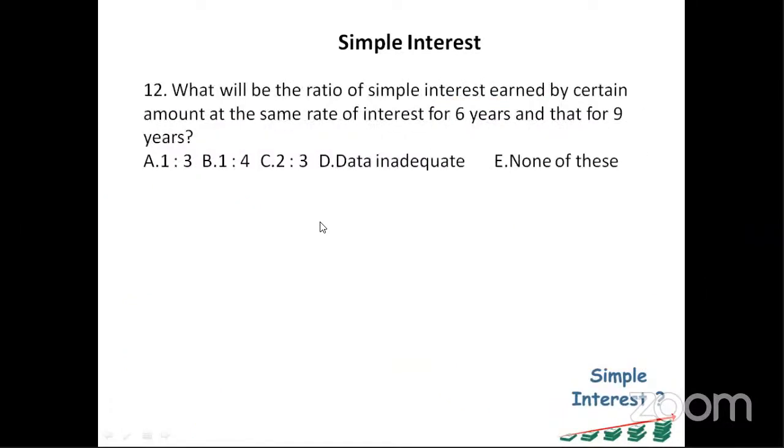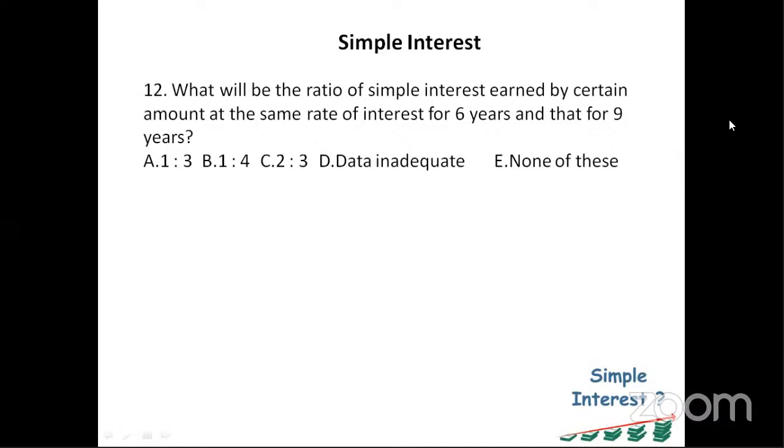Let us have a look. 12th question. Okay. So the 12th question is, what will be the ratio of simple interest earned by a certain amount at the same rate of interest for 6 years and that for 9 years?